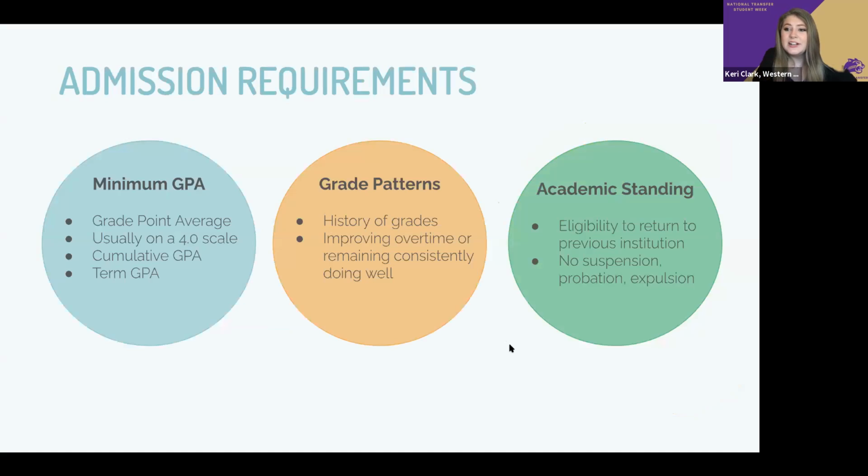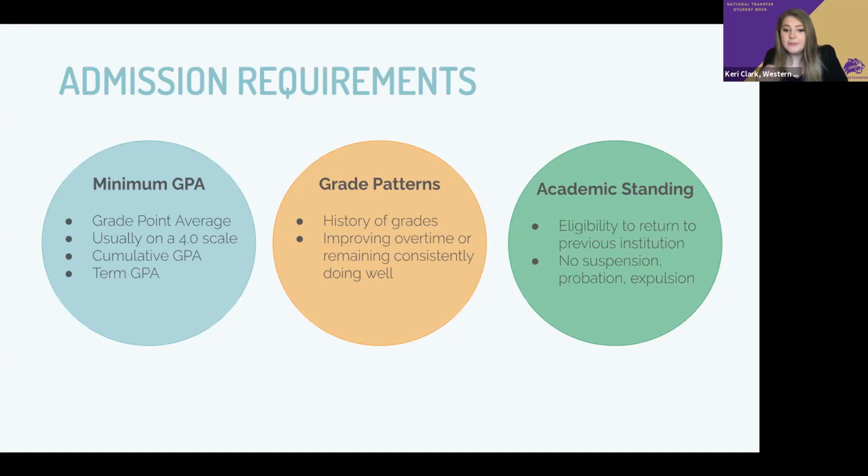Next up, I'm going to talk a little bit about the admission requirements. You'll hear a lot of institutions talk about admissions requirements, and I've listed 3 main ones that we tend to look at for transfer students in particular. Some institutions will have a minimum GPA. Of course, your GPA meaning your grade point average. This is on a 4.0 scale for college coursework.